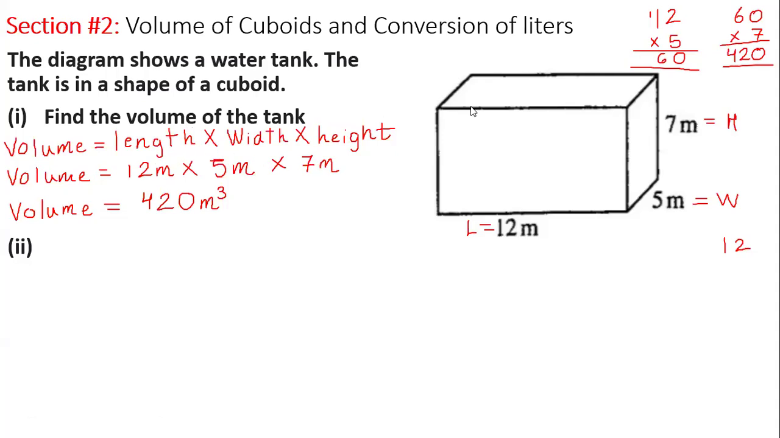And then we multiply them. So we say 12 times 5 gives us what? 60. Very good. And so we do the 60 times the 7, and that gives us what? 420. 420, good. We put meters cubed because it's to the power of 3.